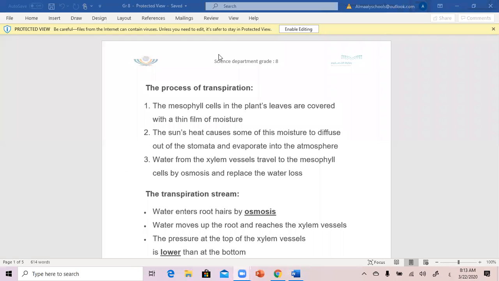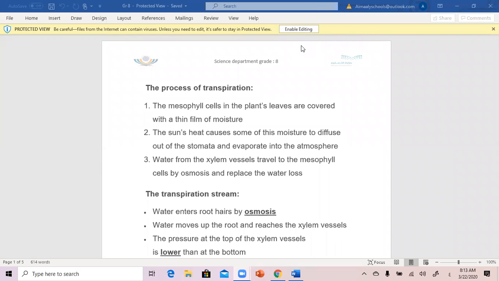Inshallah, today we'll begin a new period about transport. But we will talk about the process of transpiration. We will choose some students to give me the definition of transpiration. Who can define transpiration?